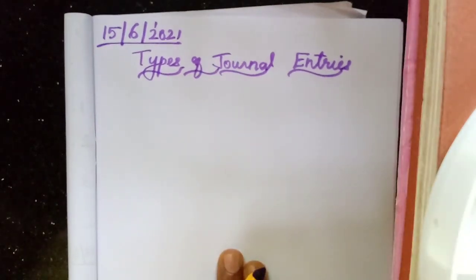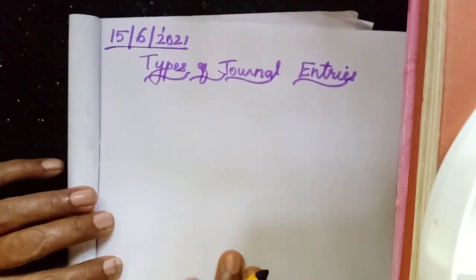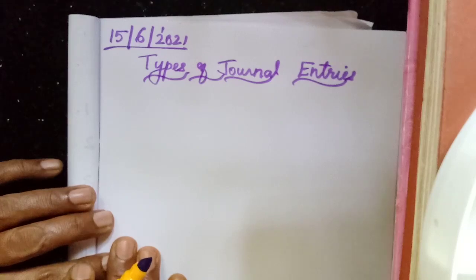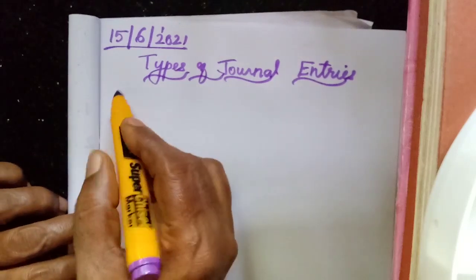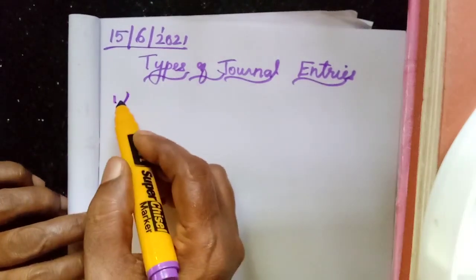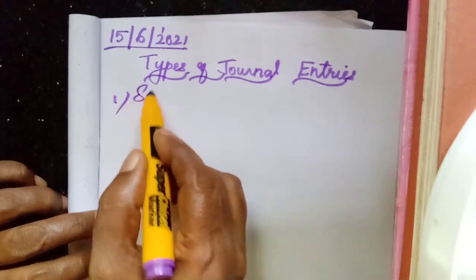Okay, come back to our lesson. In the third lesson, we are learning how to prepare the journal entries. Before we learn with the examples, today let us learn about the types of journal entries. Around 7 types are there. I will explain each and every one. First one, single entry.